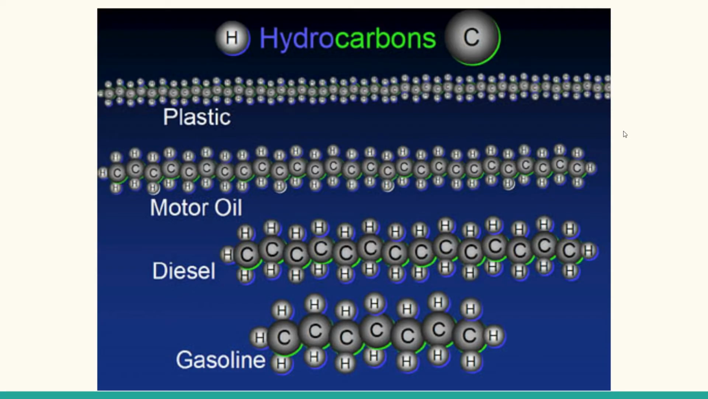Here we see more examples of hydrocarbons. The only difference between plastic, motor oil, diesel, and gasoline is how big the chain is. Plastic just keeps going, you see that. Motor oil has more carbon than diesel, but it's still the same stuff. And gasoline has the least amount, but it's still only carbon and hydrogen.